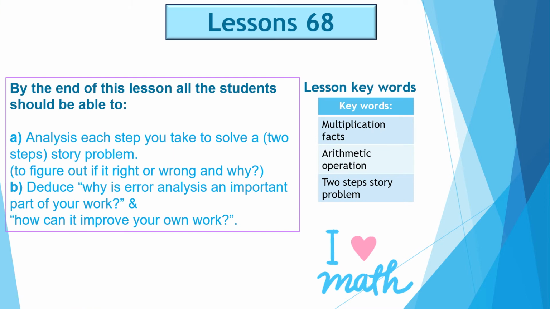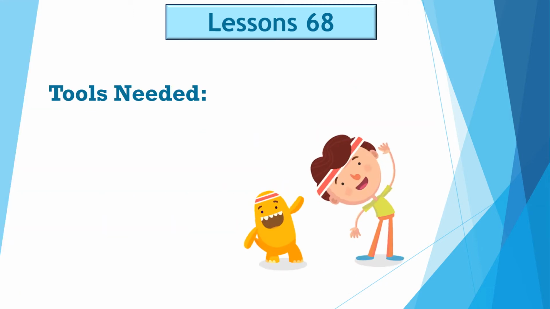Before we start our lesson, there are some things that you should know at the end of the lesson. You have to know how to write a two-step problem and deduce why the error you have. You can improve your own work using any strategy that you want. Okay, we have some keywords here. Multiplication facts, arithmetic operation, two-step story problem.